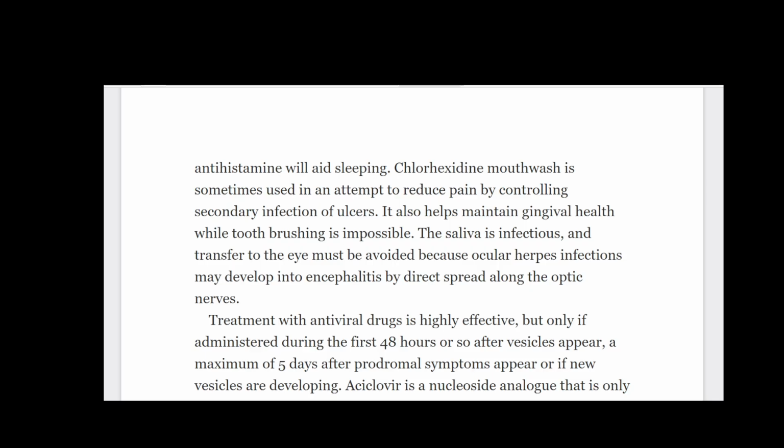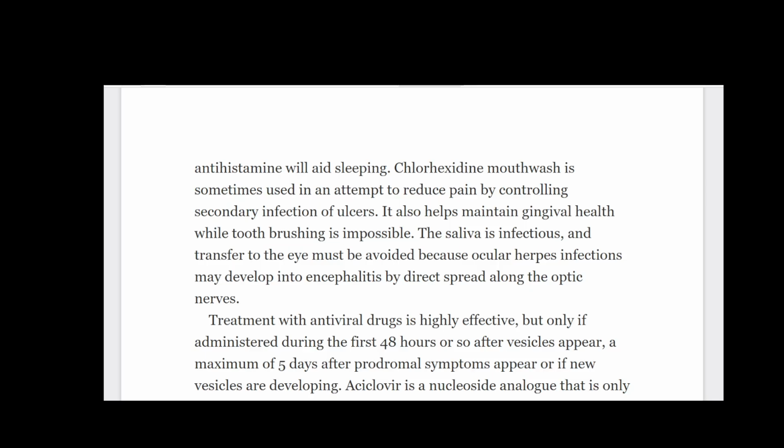Chlorhexidine mouthwash is sometimes used in an attempt to reduce pain by controlling secondary infection of ulcers. It also helps maintain gingival health while toothbrushing is impossible. The saliva is infectious, and transfer to the eye must be avoided because ocular herpes infections may develop into encephalitis by direct spread along the optic nerves.